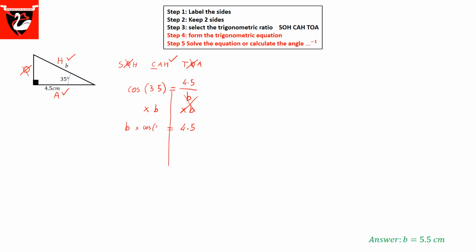and on the left hand side I have b multiplied by cos 35. And I like to put the trigonometric ratio at the back so that the brackets are closed, everything is clear. Now I want to find the value of b, and at the moment I've got b that is multiplied by cos 35. So my next step is going to be to divide by cos 35, and whatever I do to the left, I have to do the same thing to the right. The result of this is that the two cos 35's cancel on the left hand side. I'm left with b equals 4.5 over cos 35.